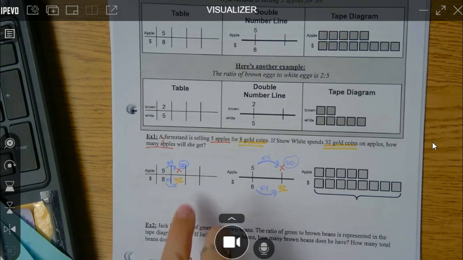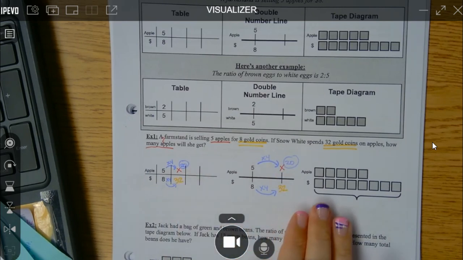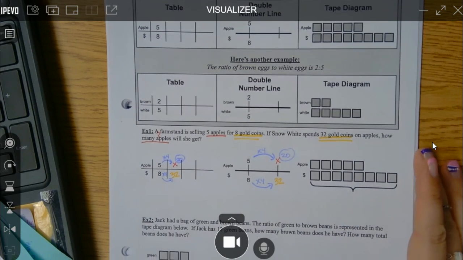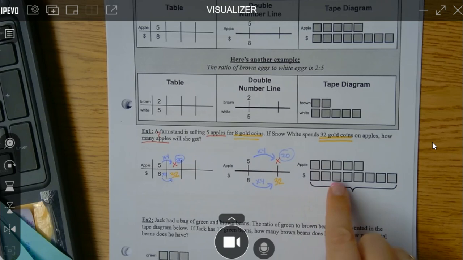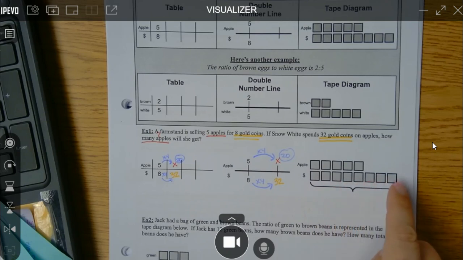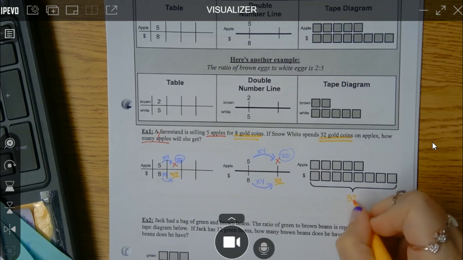Okay, so whether you do it this way or this way, you still get that 32 gold coins gives you 20 apples. Let's look at how that works in a visual representation. So here you can see that initially, in case I didn't draw the tape diagram for you, there's 1, 2, 3, 4, 5 apples for 1, 2, 3, 4, 5, 6, 7, 8 gold coins. Okay. Well, they said, okay, what if you had the gold coins equal to 32?